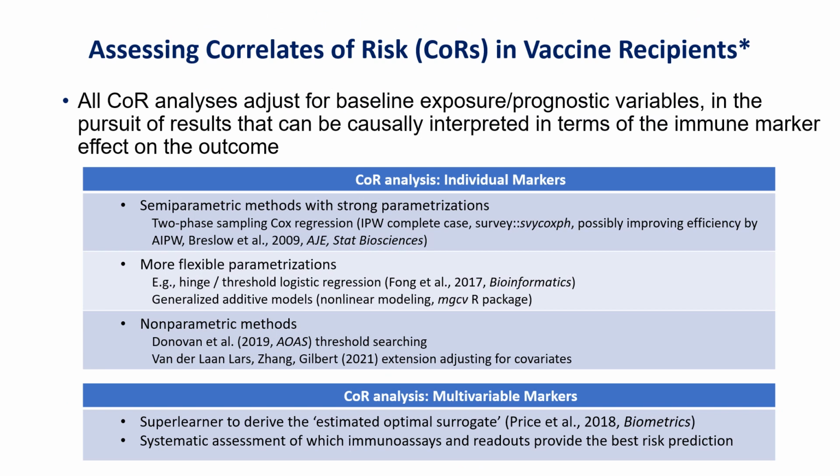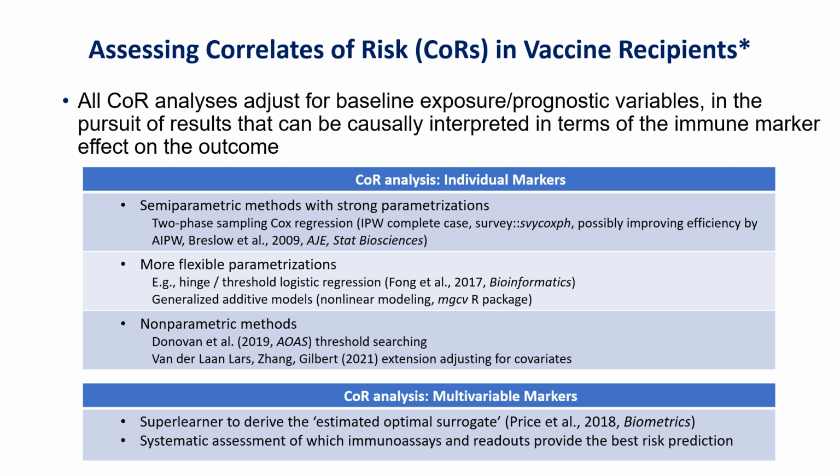And this slide is summarizing statistical approaches to studying correlates of risk in vaccine recipients. And I think it's important to adjust for baseline exposure prognostic variables in these analyses, because what this is doing is it's trying to make the bridge between CoR and CoP. If we can control for the confounders, then we can causally interpret the regression analyses in terms of immune markers affecting the outcome. And we can use semi-parametric, more flexible parametric, or non-parametric methods to relate an immune marker with the outcome. And I think they all have value. We plan all of them in efficacy trials.